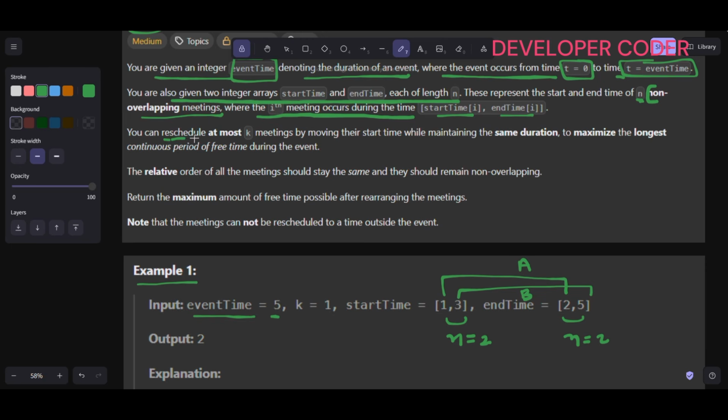You can reschedule at most k meetings by moving their start time while maintaining the same duration to maximize the longest continuous period of free time during the event. So at most k meetings we can reschedule, at most k, right? The relative order of all the meetings should stay the same and they should remain non-overlapping.